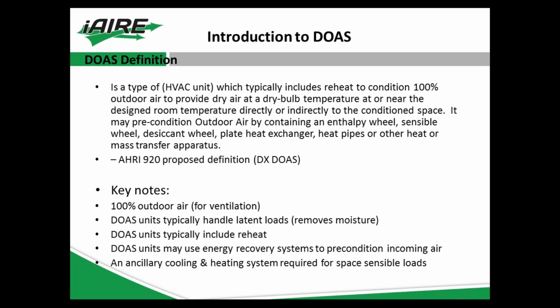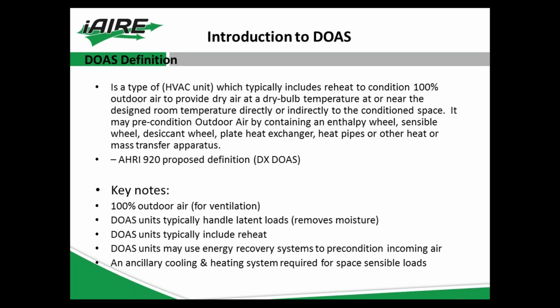And I'll just read this really quick here. So this is AHRI's definition of a DX DOAS system, just so you can see how they qualify it. It says it is a type of HVAC unit which typically includes reheat to condition 100% outside air to provide dry air at a dry bulb temperature at or near the designed room temperature directly or indirectly to the conditioned space. It may precondition outdoor air by containing an enthalpy wheel, sensible wheel, desiccant wheel, plate heat exchanger, heat pipes, or other heat mass transfer apparatus.